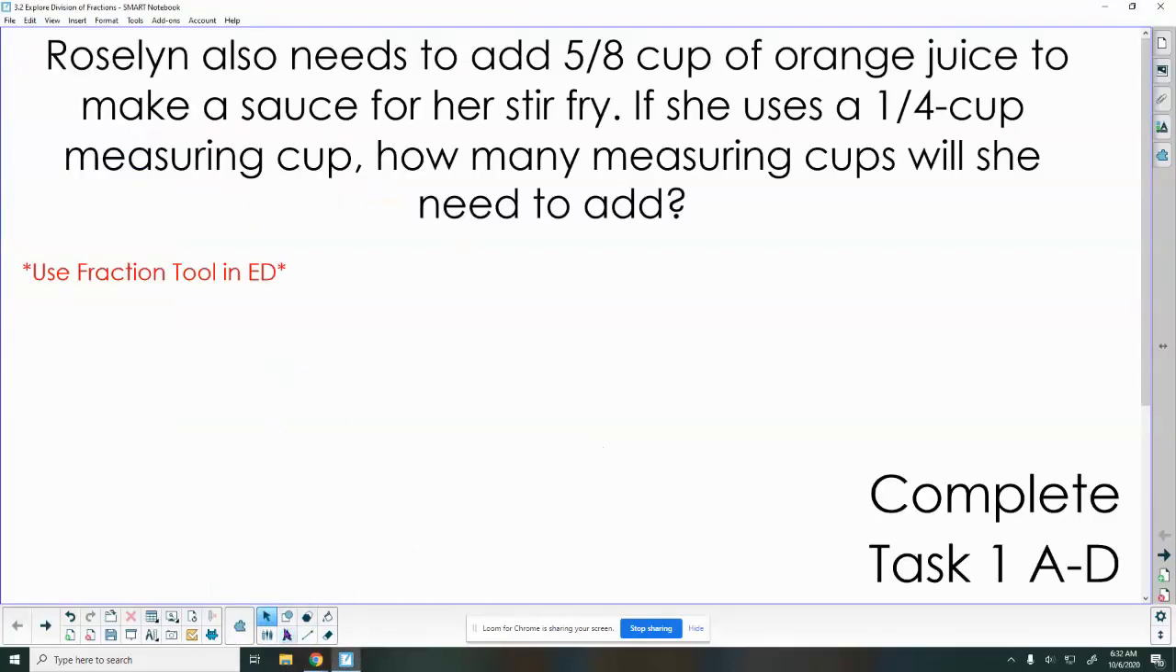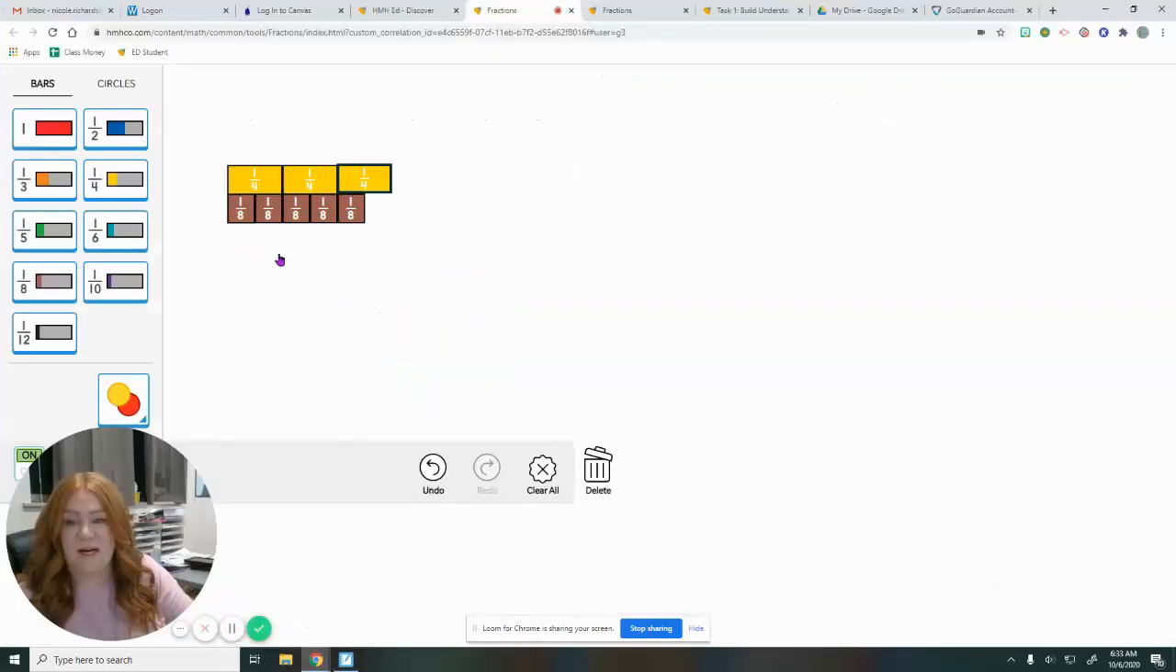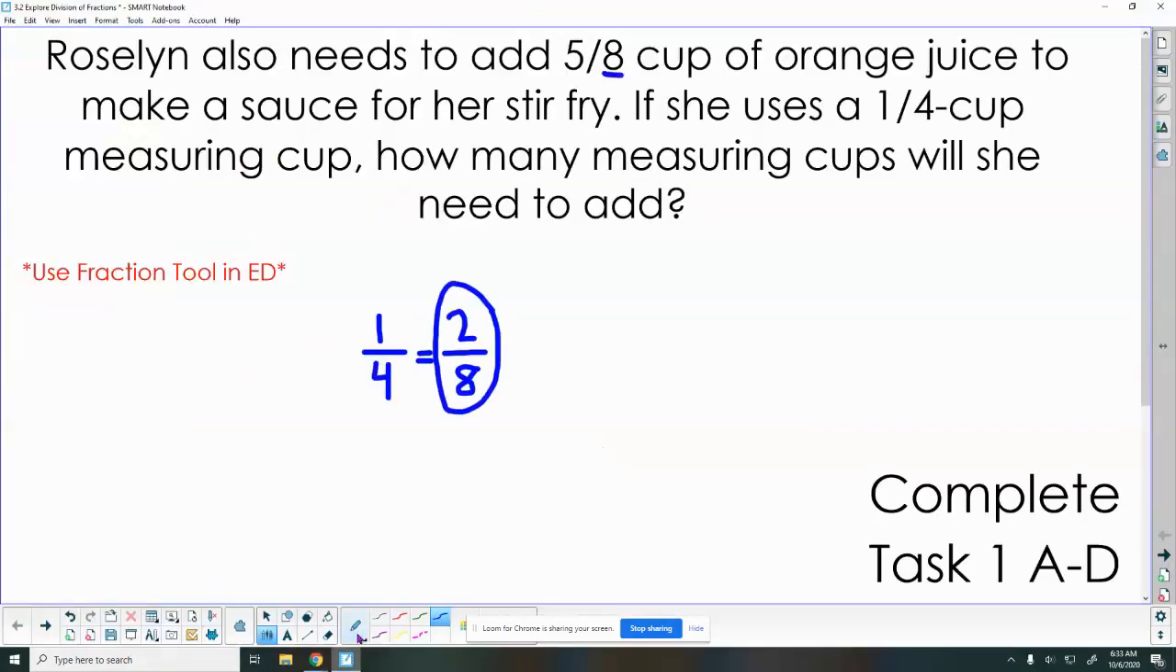So let's come back to our problem here. I know that she is scooping up 5/8 and she's using a 1/4 measuring cup. I can also think about that mathematically and turn my 1/4 into an equivalent fraction out of 8. 4 goes into 8 2 times, so 1 times 2 is 2. That means every time she's scooping out a 1/4, she's getting 2/8, which we proved over here as well. Every time she scooped out 1/4, that was 2/8.